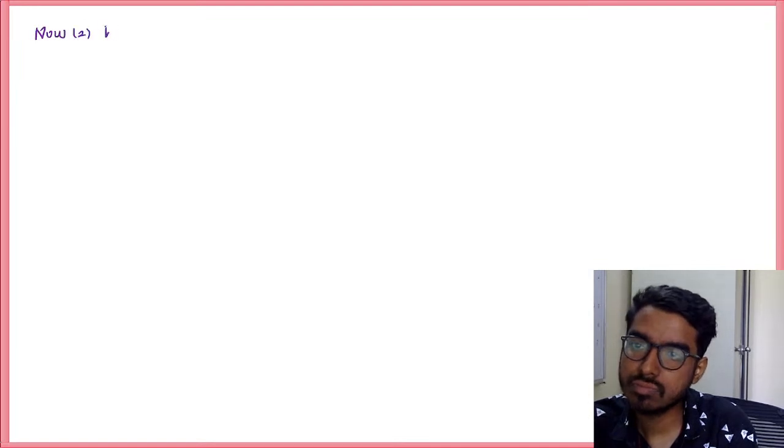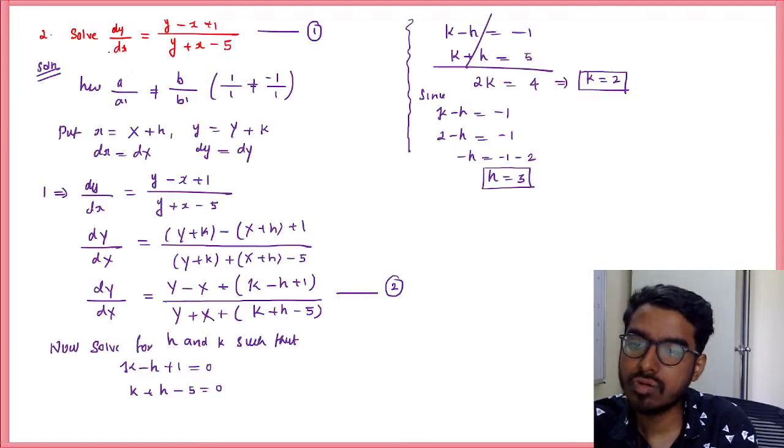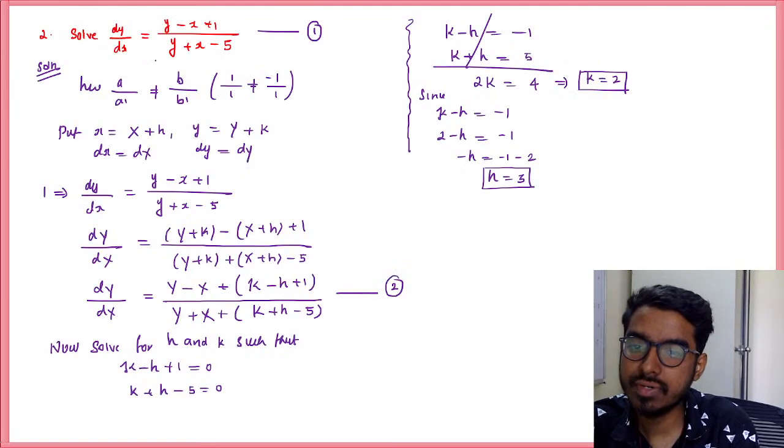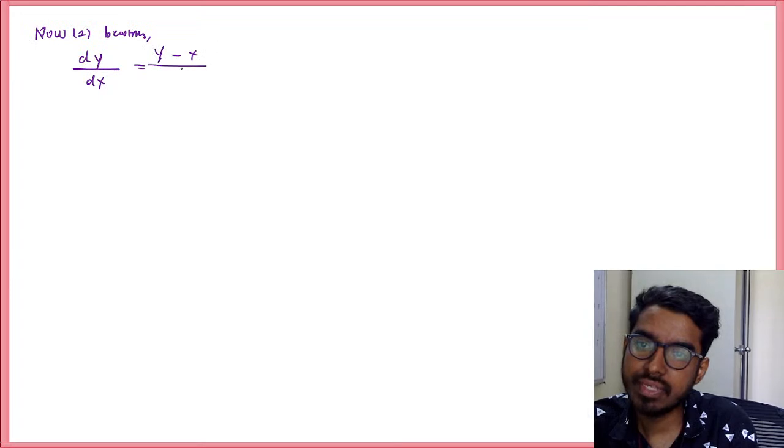Now 2 becomes capital dY by dX is equal to (capital Y minus X) divided by (capital Y plus X), which is homogeneous.